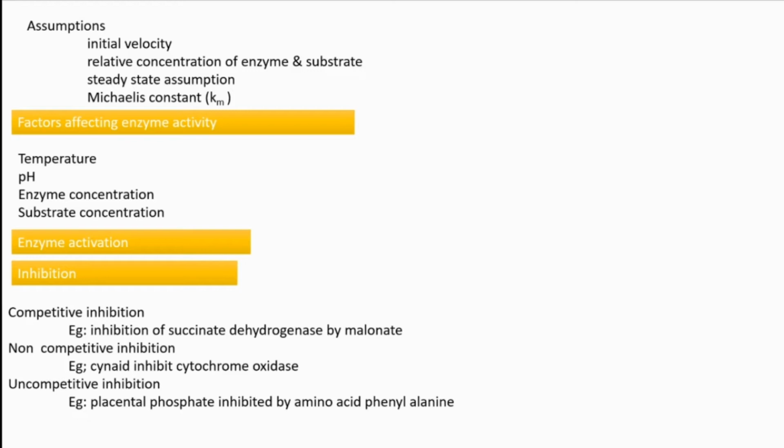Understand? It has a unit. That velocity is always expressed in the unit moles per liter. If the Km value is low, it denotes substrate concentration. That means that the enzyme has high affinity towards that substrate.